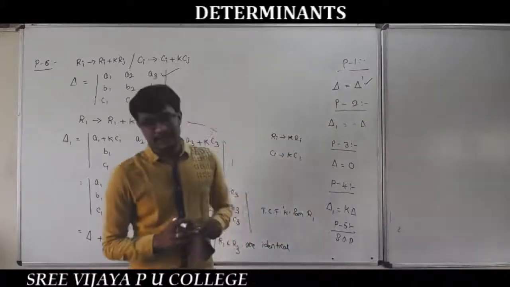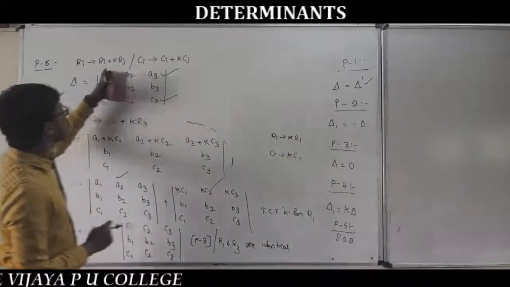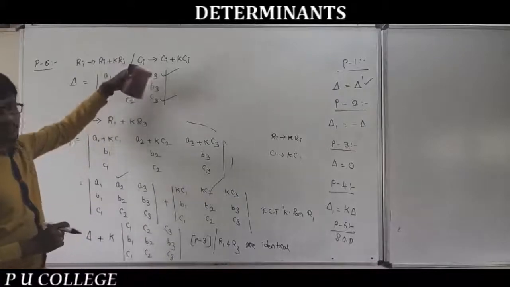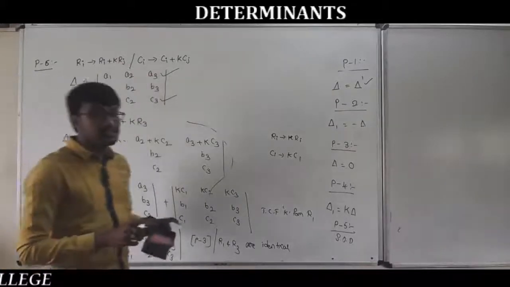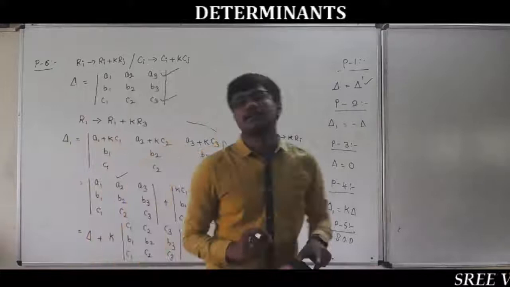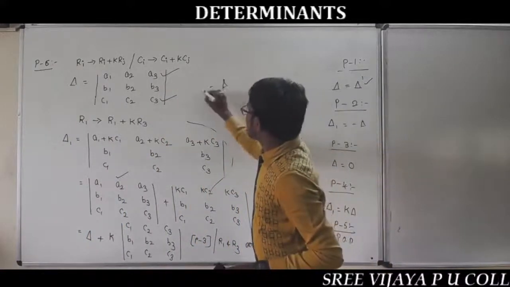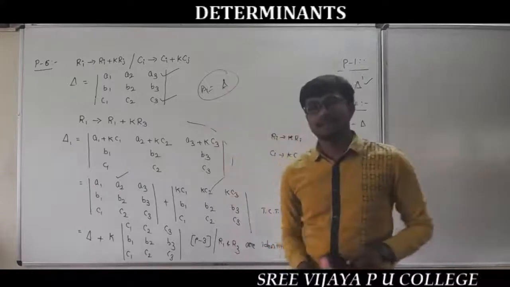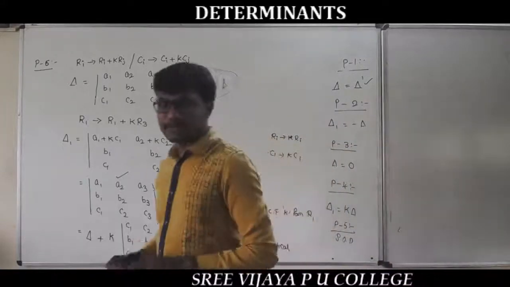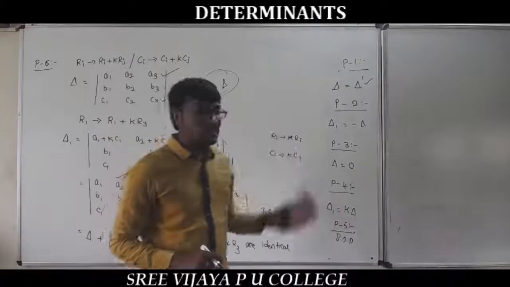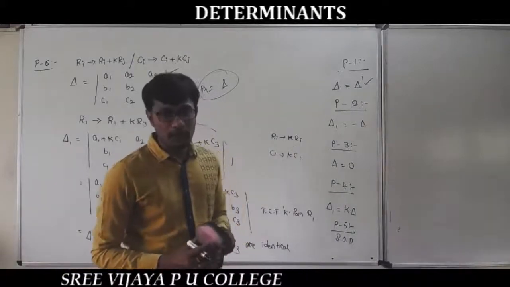Next, property number 6. In a determinant, if you apply elementary operations like this, Ri changes to Ri plus k Rj, Ci changes to Ci plus k times Cj, the value of the determinant remains as it is. That is, delta 1 is equal to the same delta. So these are the 6 properties. Based on these 6 properties, we can solve the problems.